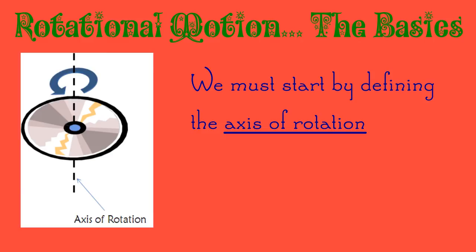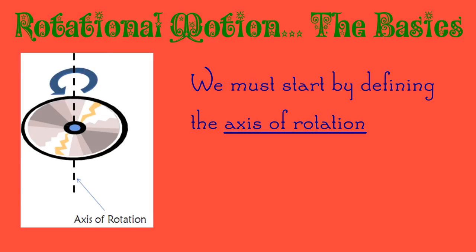For starters, before we can define any quantities, we need to start by defining what we call the axis of rotation. This is a point where all portions of your object will rotate around. Sometimes we'll use AOR for short instead of axis of rotation. The axis of rotation sometimes is located at the center of your object, like this image of the CD that's shown here. But other times it's located in different points that aren't at the center of your object.